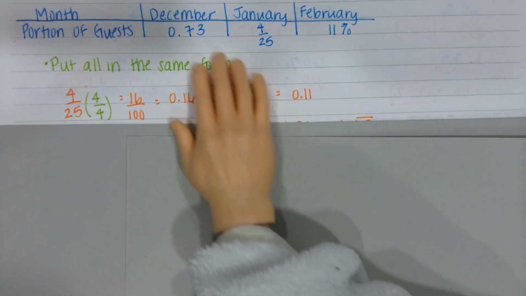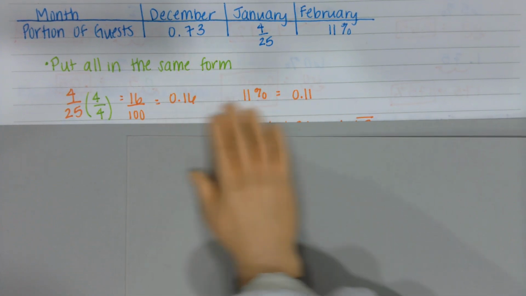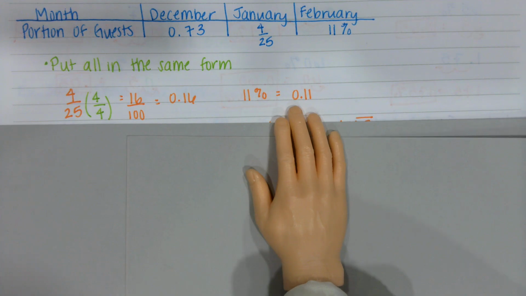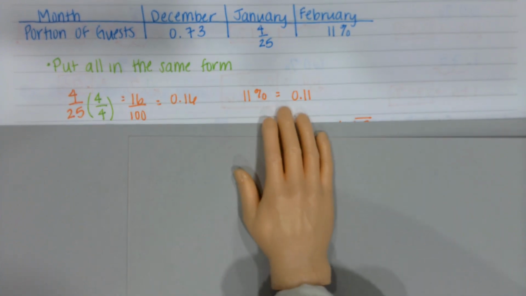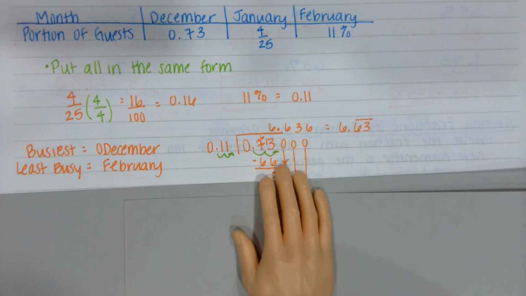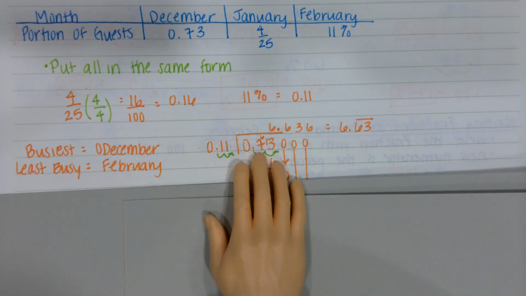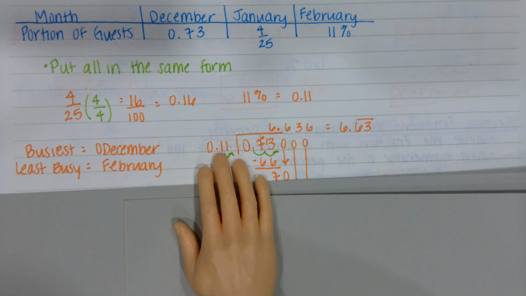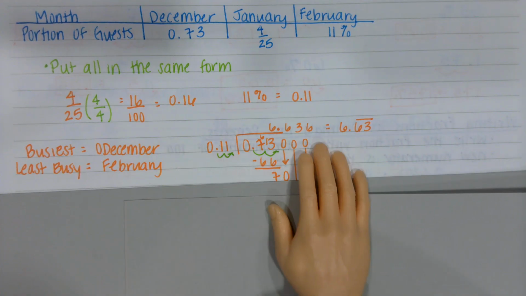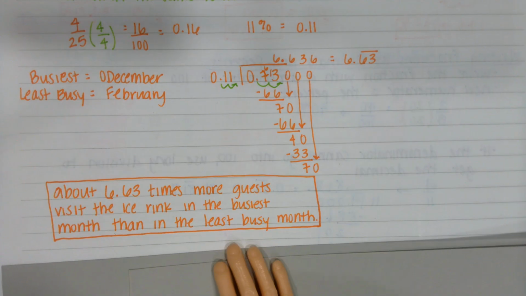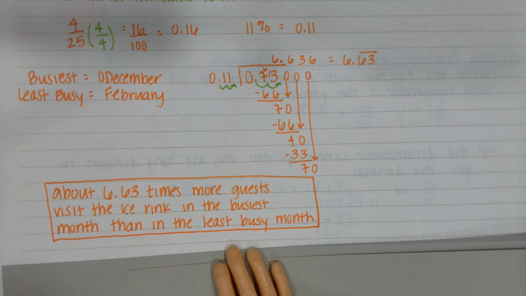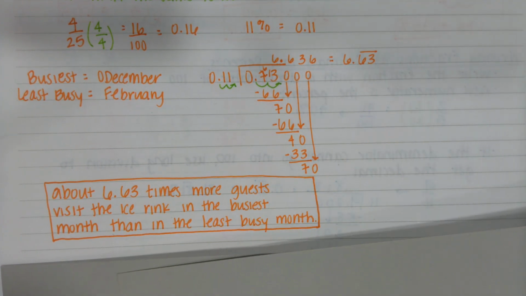So then between 0.73, 0.16, and 0.11, December is the busiest and February is the slowest. So that means that we are going to do December divided by February. So to do that, we would get 6.63 repeating, which means about 6.63 times more guests visit the ice rink in the busiest month than in the least busy month.